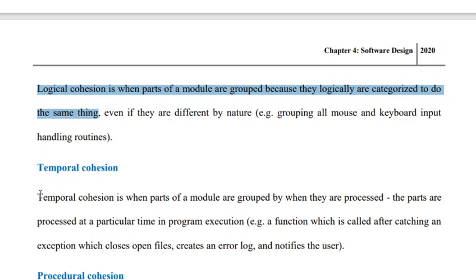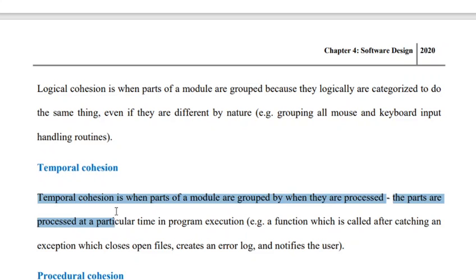Now, temporal cohesion. Temporal cohesion basically refers to a situation where the functions are included in the module because they are executed within a particular timestamp. Parts of the module are grouped together because they are to be processed at a particular time in the program execution. So this is called temporal cohesion. They are related by the fact that they are to be executed at a given span of time.